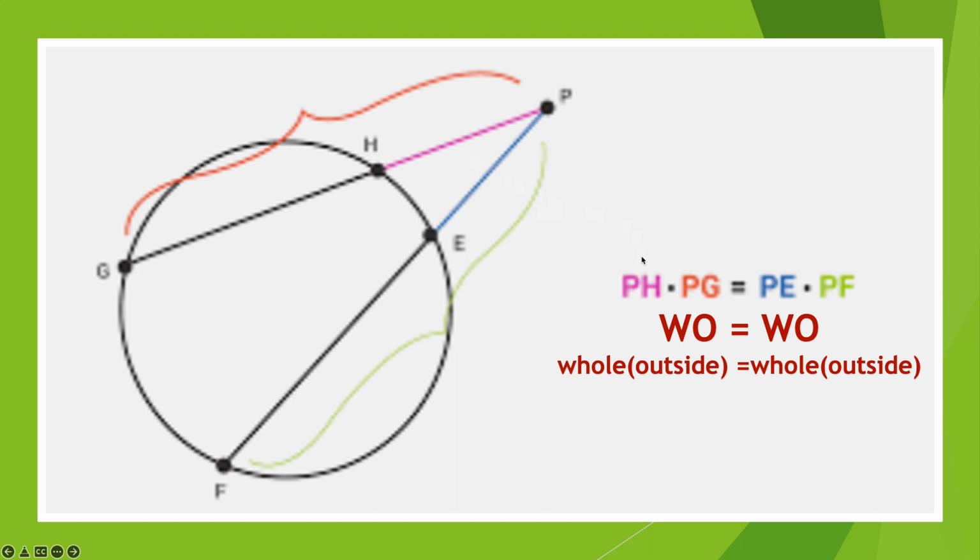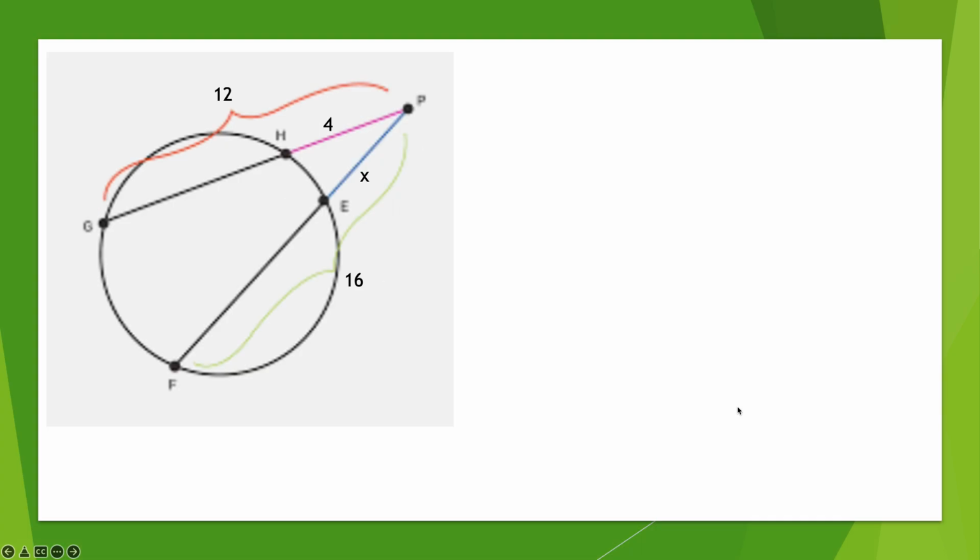So the best way I know of to do this is, if the segments are outside the circle, whoa equals whoa. Whole times outside equals whole times outside. Let me take you through an example. Ready? The whole piece is 12 times its outside piece 4 equals the whole piece 16 times its outside piece x. So whoa equals whoa. Whole times outside equals whole times outside.